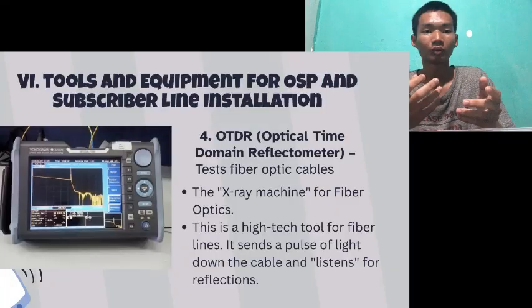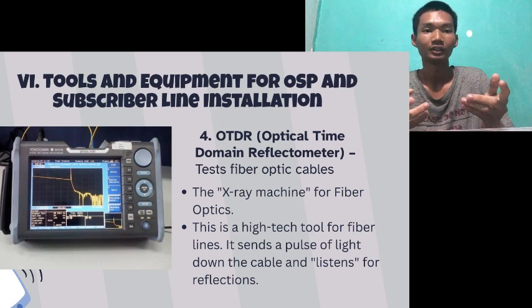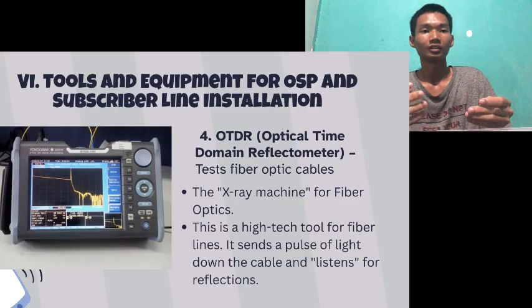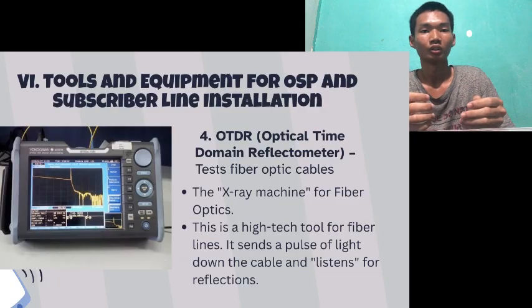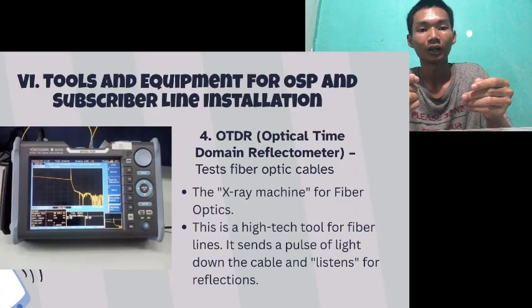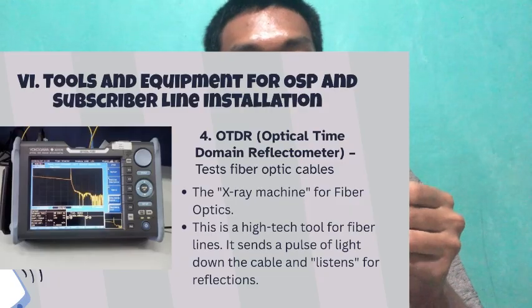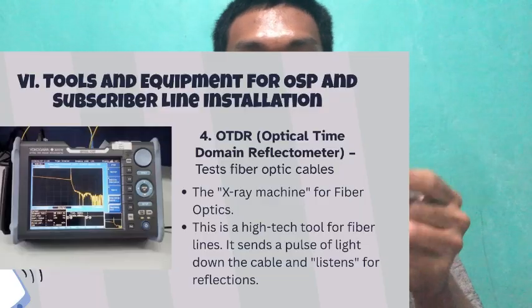Next is the optical time domain reflectometer or OTDR. The concept of this is like an X-ray machine for fiber optics. This is a high-tech tool for fiber lines. It sends a pulse of light through the cable and listens for reflections. So if there's a break or bad splice, you just need to scan it so mahibaw-an ra siya. You can know exactly where the problem is. Using this tool, you don't need to dig up the whole street.